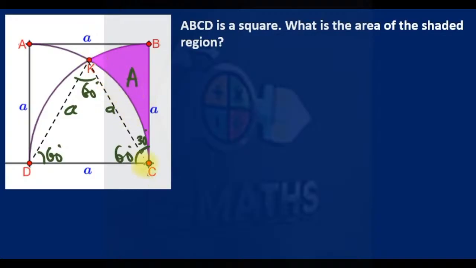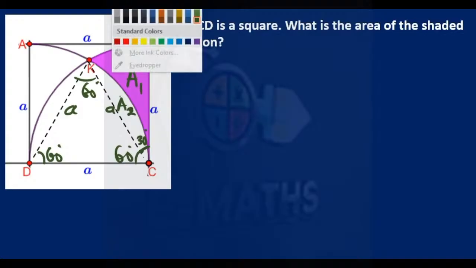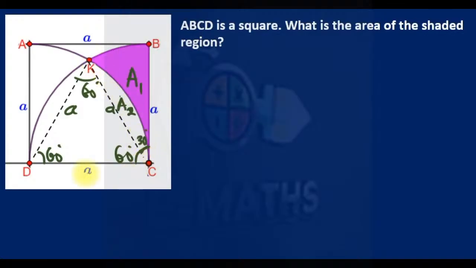is equal to the area of the sector minus the area of this segment. So let's call it A1, this is A2. So if you subtract A2 from the area of the sector CBK, that's what we are looking for. This is a segment. So for us to get A2, it is the area of this sector DKC minus the area of the triangle. So that's it.